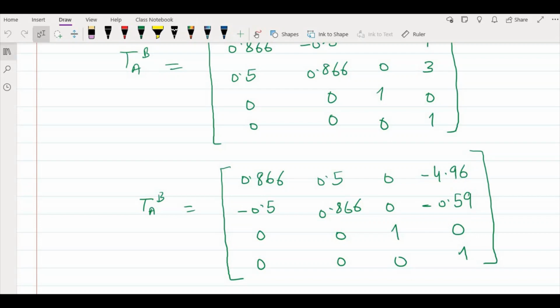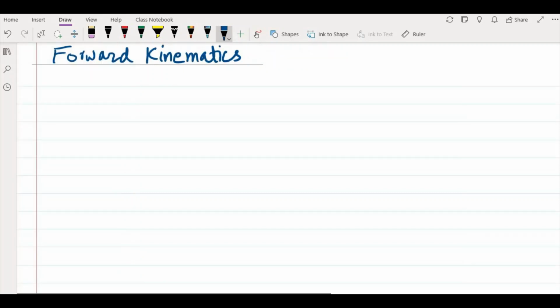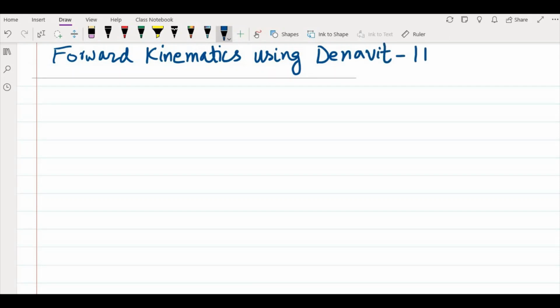Okay, so now let's talk about a new method for forward kinematics, forward kinematics using what we call Denavit-Hartenberg notation.